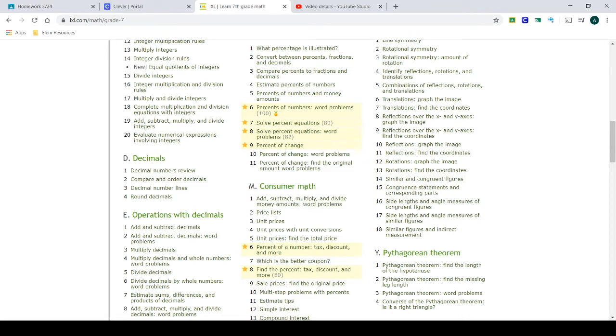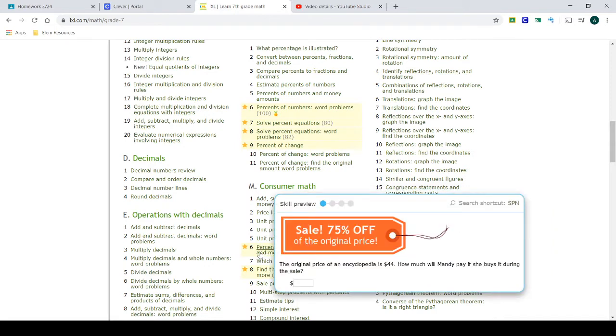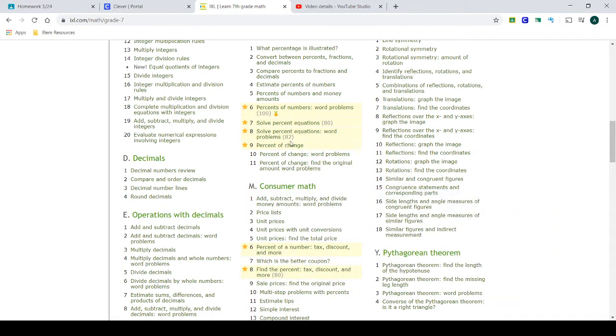Down here, you also had two assignments in consumer math. You had to do topic 6 and topic 8. When we give you guys the topic, so for example, consumer math number 6, this is what we mean, consumer math. Number 6, percent of a number, tax, discount, and more. Or consumer math, find the percent, tax, discount, and more. Janice did this assignment. Here's her 80%. She did not complete this one right here. She needs to go in and complete this assignment and this assignment.